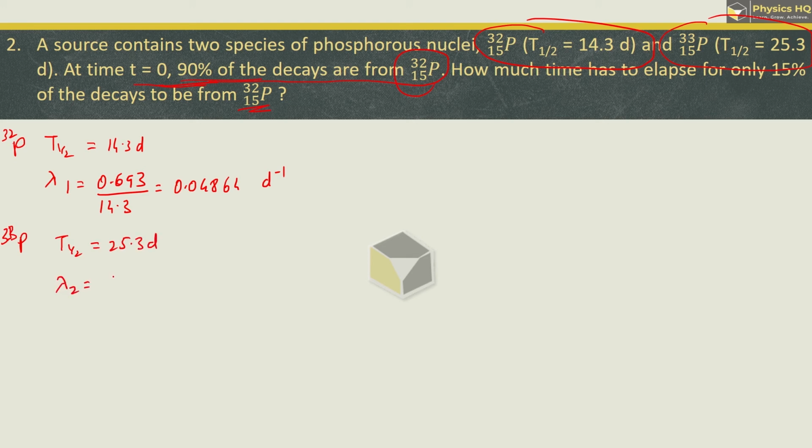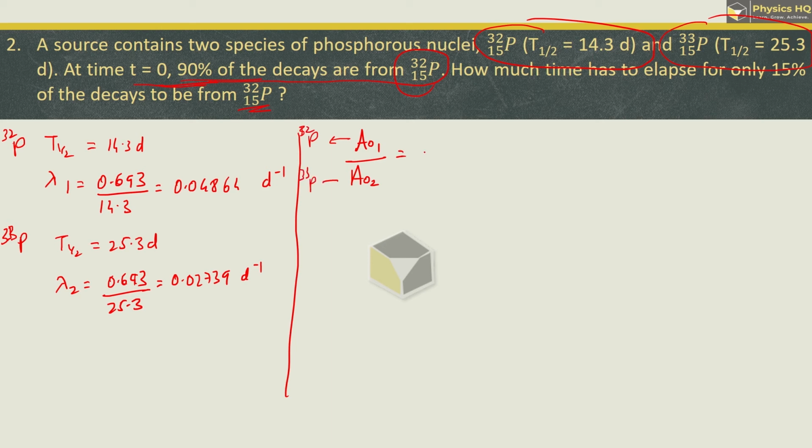So lambda in this case will be 0.693 divided by 25.3. This comes out to be 0.02739 per day. Now, they are saying that at t equal to 0, yani initial activity A0 for the first phosphorus which was having mass 32 is giving 90% of the activity और बचा वाला is giving the 10%. तो अगर मैं इन दोनों का रेशियो ले लेता हूँ, activity because of these two phosphorus, A01 is denoting activity of phosphorus with mass 32 and this one is for mass 33. Then the ratio is that this one is showing 90% activity और ये वाला is only showing activity 10%.